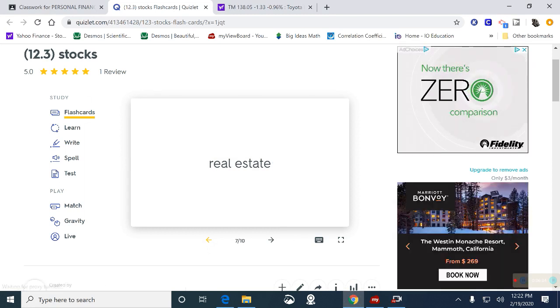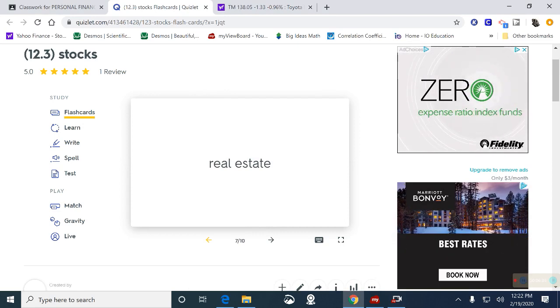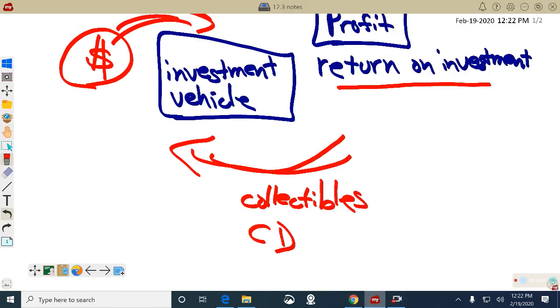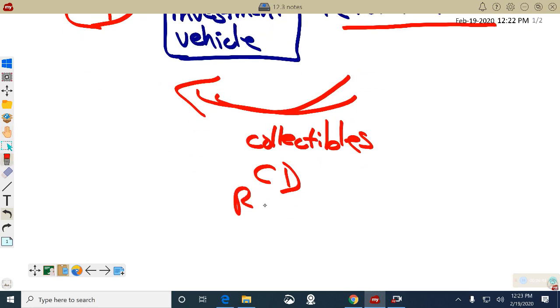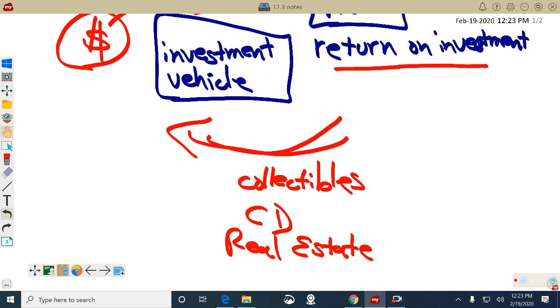Real estate. I was talking with a former student who graduated in 2015. He was hanging out with me over the weekend, and he went to my church. He's now selling real estate. What do you think a real estate agent will do? How would real estate be an investment vehicle? How would you get a return on your investment with real estate? Flipping them. People call it flipping. Buy a house, fix it up, sell it for a higher price. You get a return on your investment.